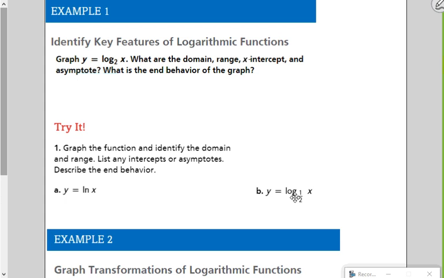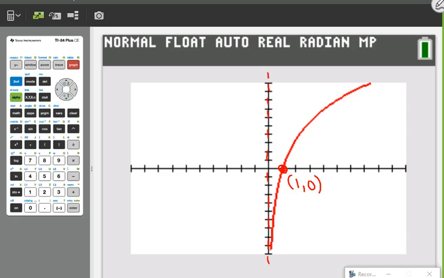Okay, so we are graphing y equals the log of x base 2, and we're going to look for its key features. So this is not it. This is a function that we're going to do a little bit later.